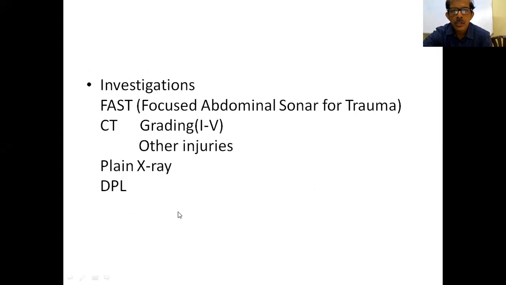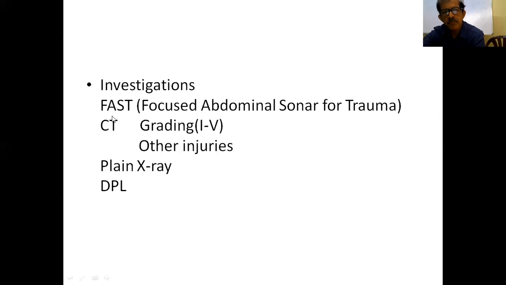Okay. Now, what are the investigations? One thing is, I already talked about this FAST, that is focused abdominal sonography for trauma. This is done in any emergency trauma condition, mainly to detect solid organ injury like liver, spleen, and hemoperitoneum can also be seen.